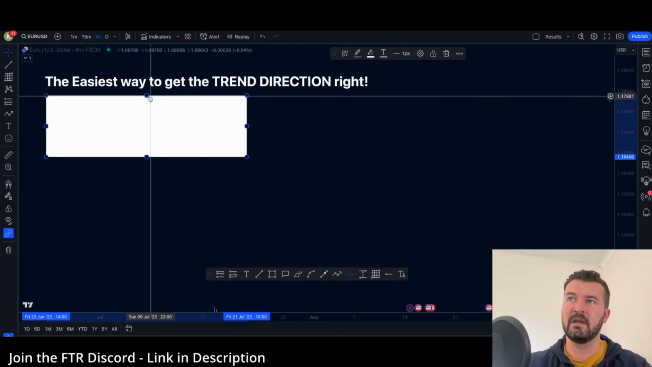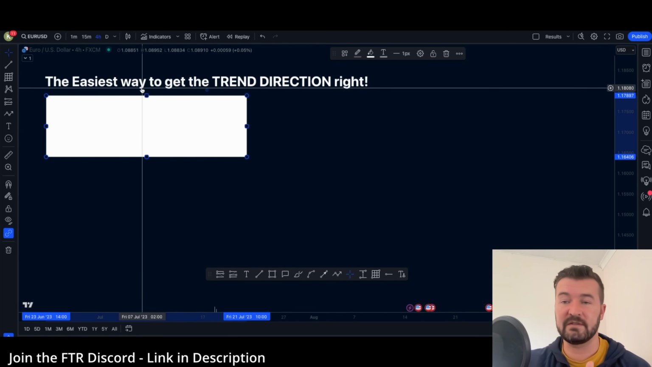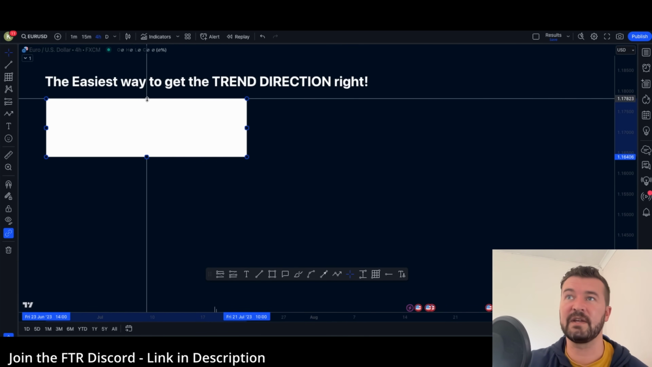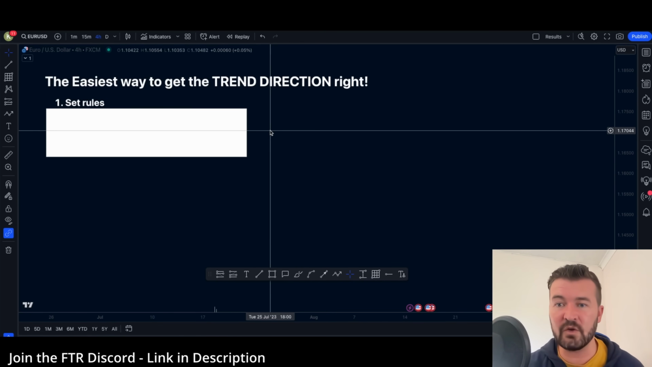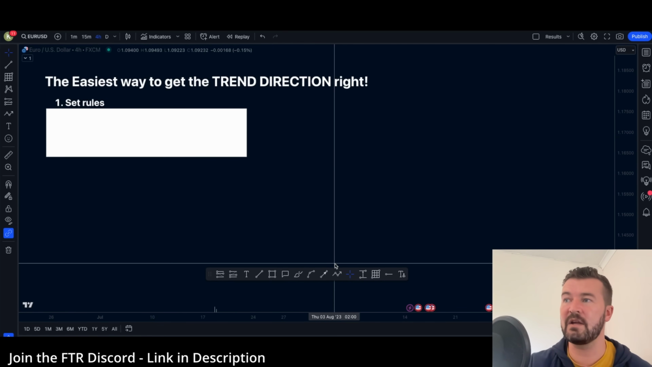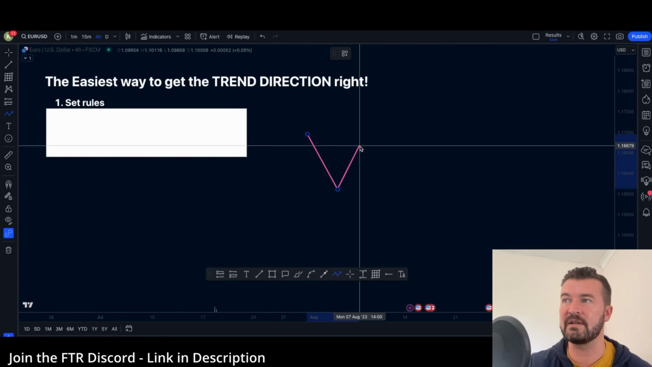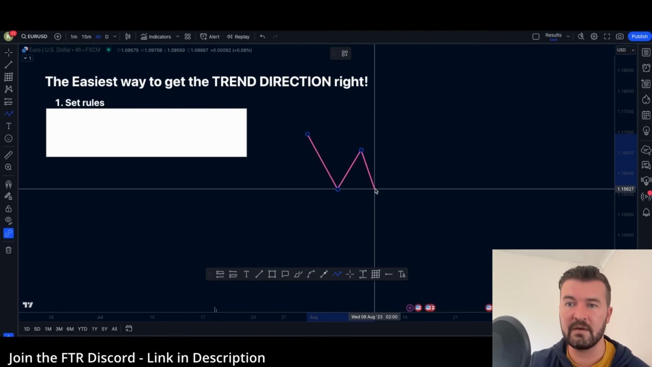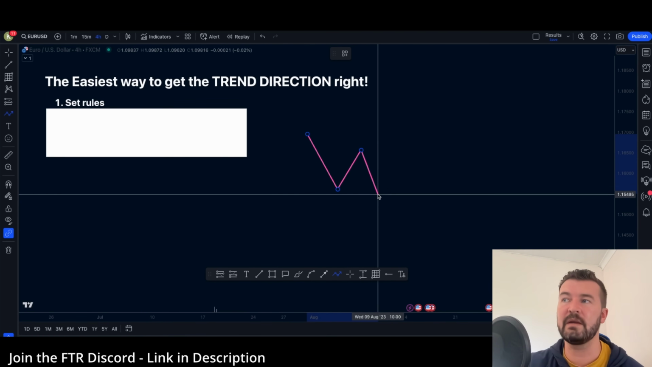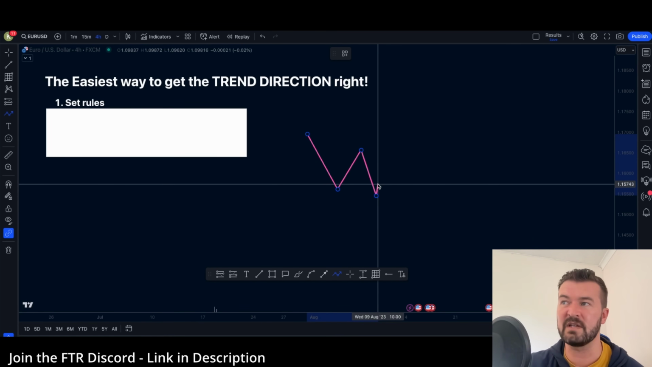Let's get stuck in. The easiest way to get the trend direction right, first thing is, you need to set your rules. What is it that you're actually looking for on the chart? Okay, let's do a downtrend this time. When price is coming back down to the previous low, what is our rule for it? Are we going to be recording trades which essentially do this?